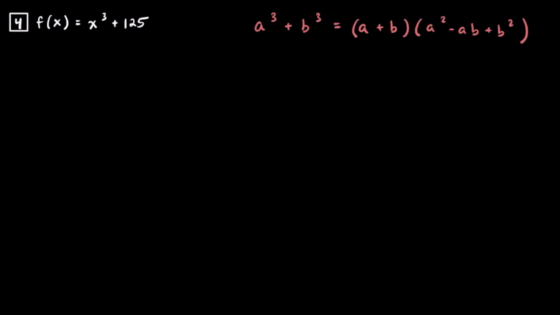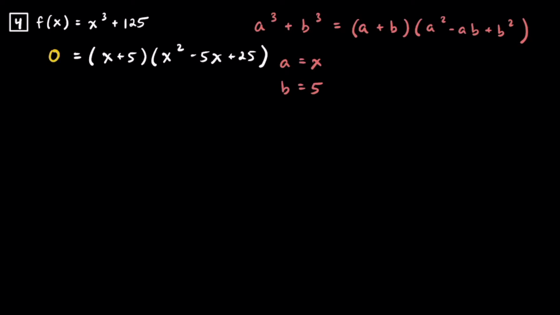In this particular example, a would then be represented by this x that we have, and b will be represented by 5 because that's the cube root of 125. So going ahead and factoring this, we'll have this x plus 5 in the first set of parentheses, and in the second part, we're going to have a squared or x squared, minus ab or minus 5x, plus b squared or plus 25.